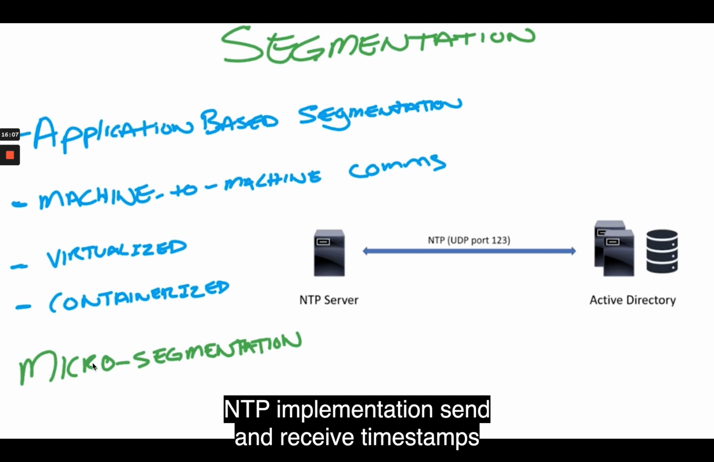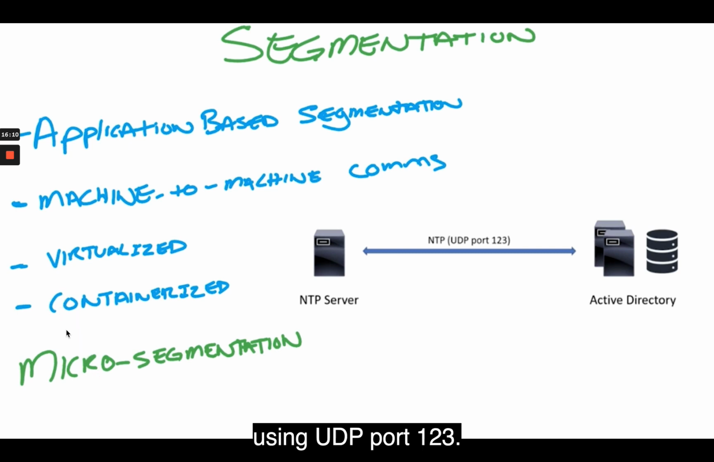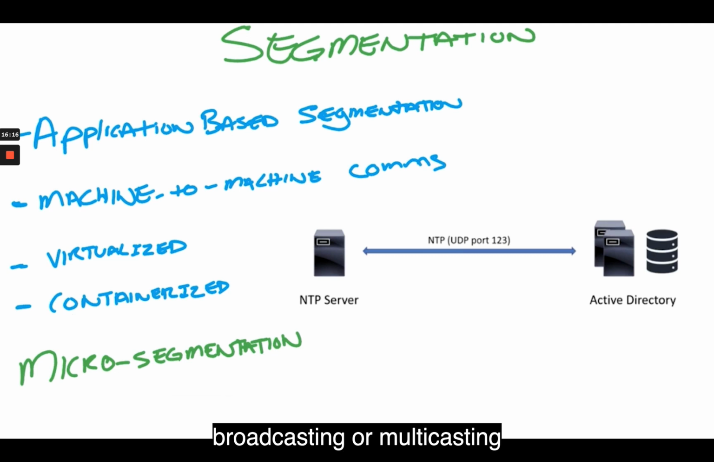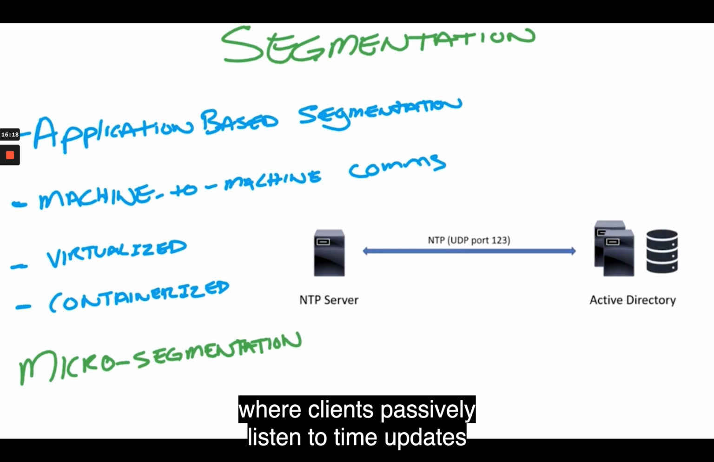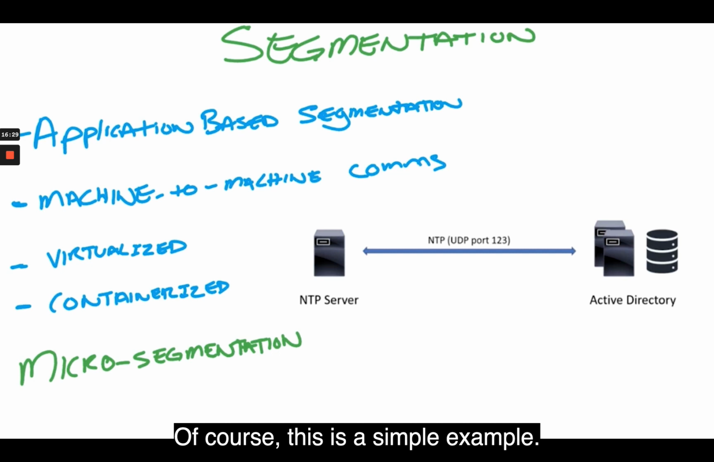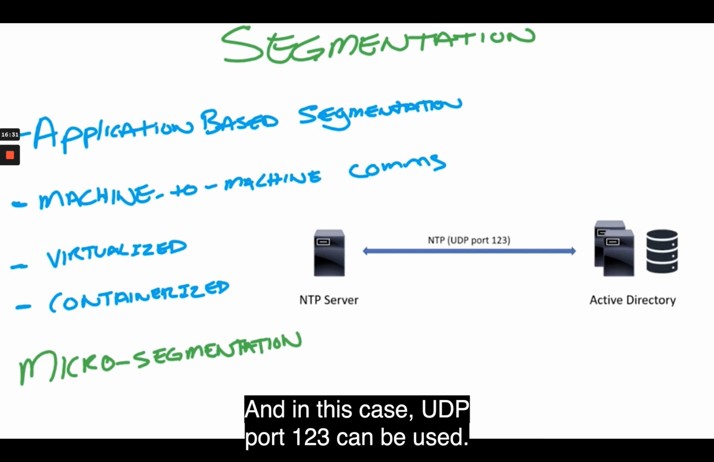NTP implementations send and receive timestamps using UDP port 123. However, NTP servers can also use broadcasting or multicasting, where clients passively listen to time updates after an initial round-trip calibrating exchange. Which of the two need to be allowed or protected? Of course, this is a simple example, and in this case, UDP port 123 can be used.